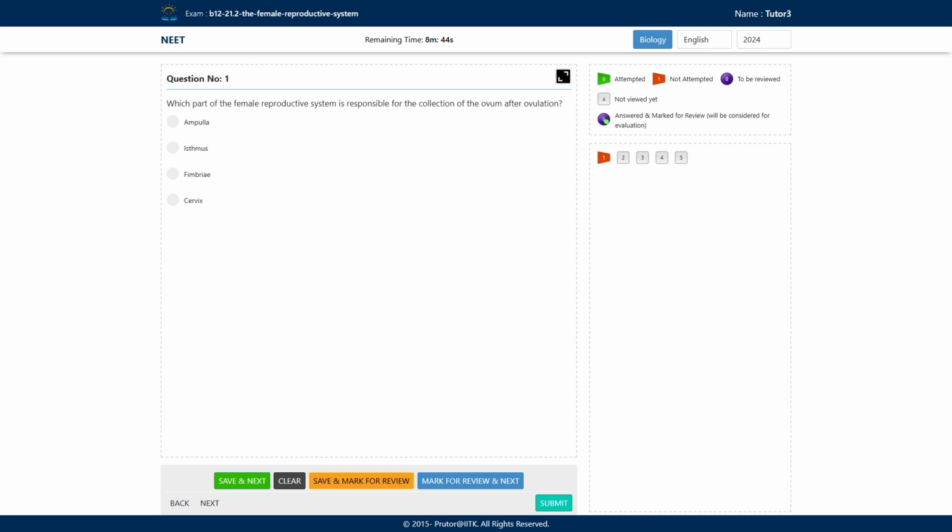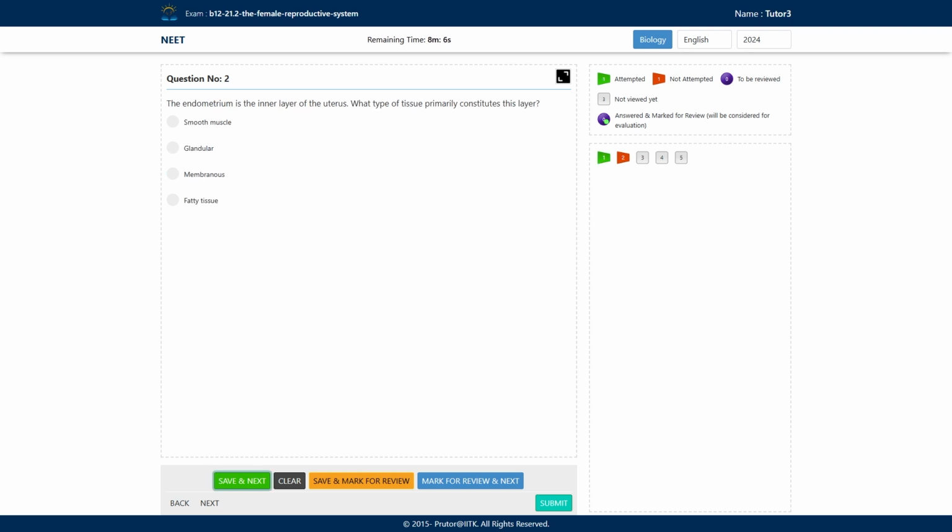The options are ampulla, isthmus, fimbriae, and cervix. What is the correct answer? Okay, here the correct answer should be option C, fimbriae. These are the finger-like projections which arise from the infundibulum.